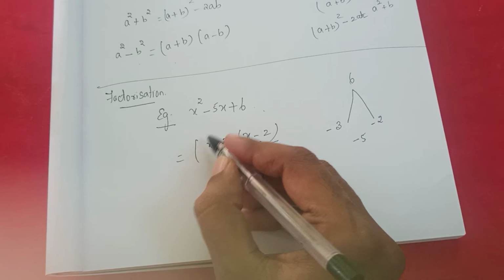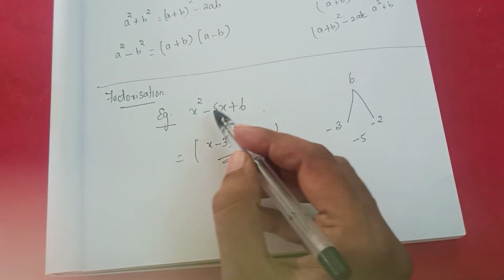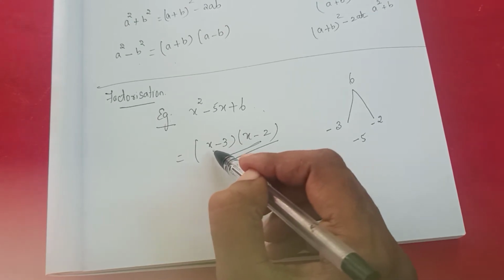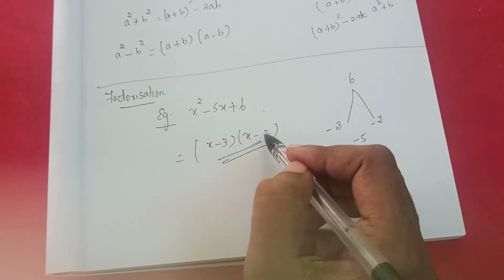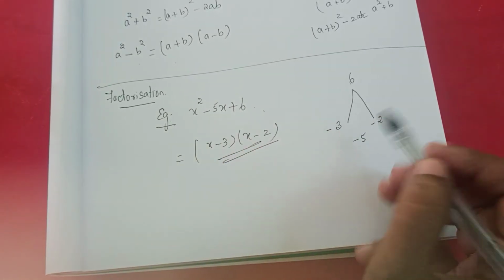If you have a doubt, you can multiply and check it. You will get the question. Understand? You can check it. If you multiply, x square, then minus 3x minus 2x, then plus 6 you will get. You will get the question. Okay. So we have factorized. One more small problem we will do.